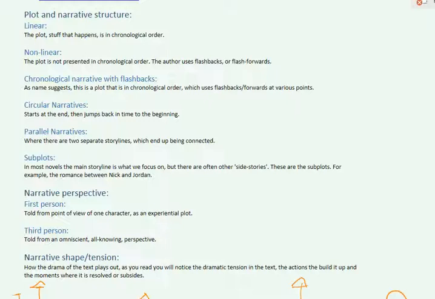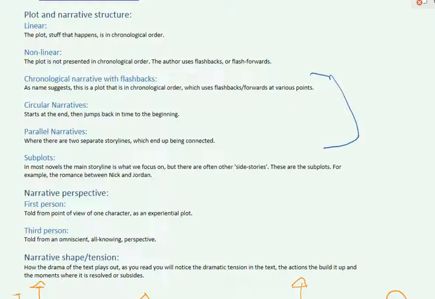Now, different subcategories here. These ones we're looking at are subcategories, basically, of these two types, linear and non-linear. Chronological narratives with flashbacks is for the most part a linear narrative structure, but it uses flashbacks or flash forwards within the text intermittently. Circular narratives start at the end and then jump back in time to the beginning and work their way through. The Gatsby is a circular narrative.